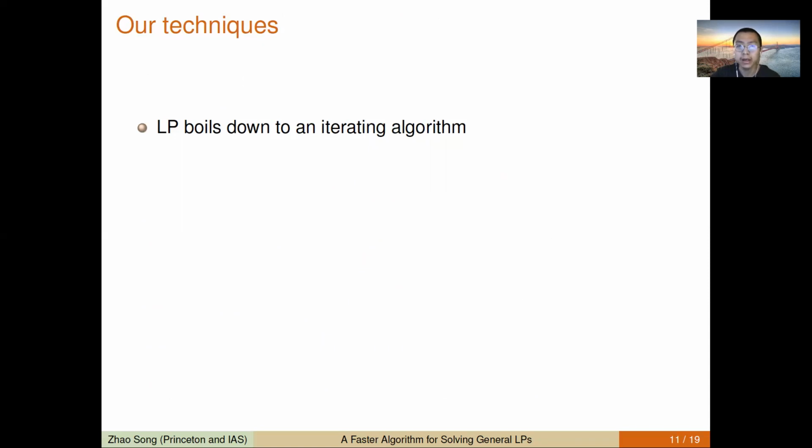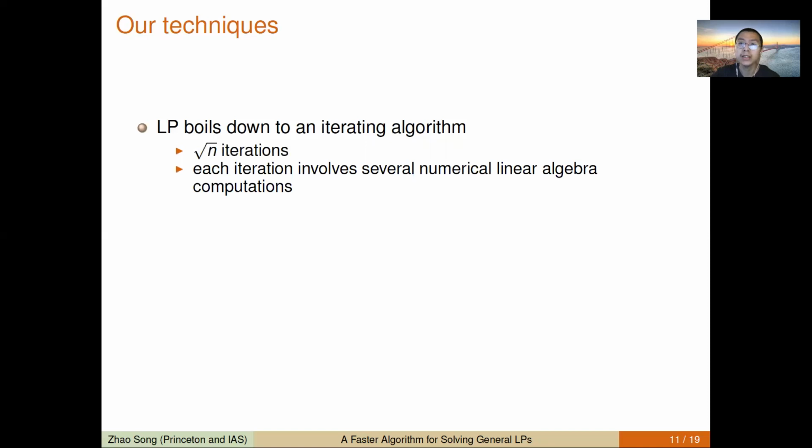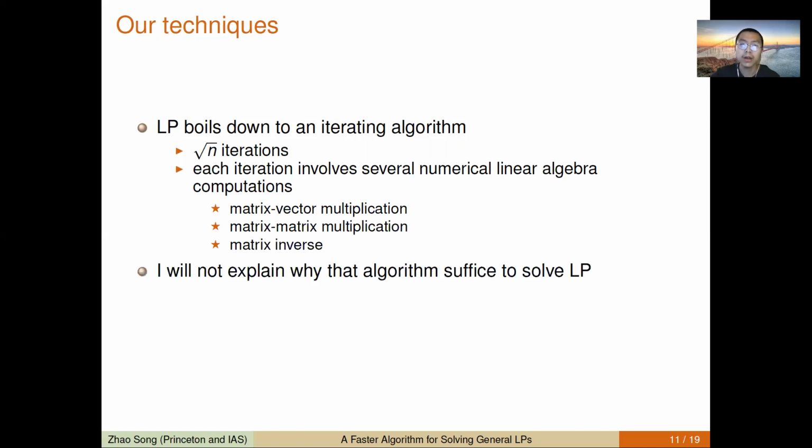So basically, LP boils down to an iterative algorithm, and it has roughly √n iterations. In each iteration it involves several very basic numerical linear algebra calculations, for example, matrix-vector multiplication, matrix-matrix multiplication, or even computing a matrix inversion. I will not explain why that algorithm suffices for LP. Instead, I will only present the computational bottleneck.